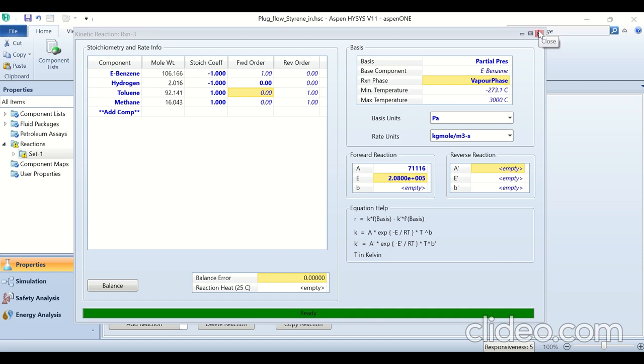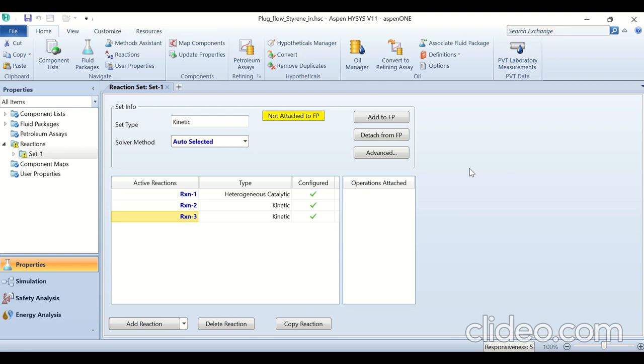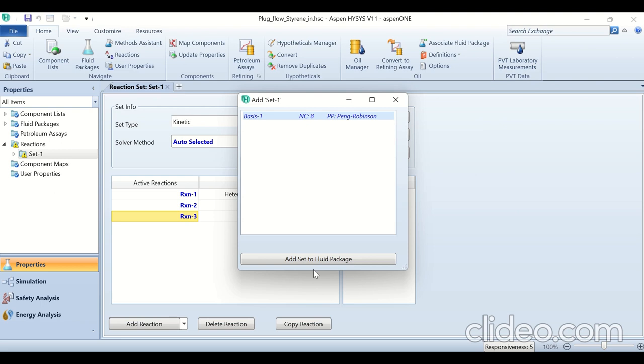Now just close this, and click on add to PF, add to PF. So it adds it to the fluid package.